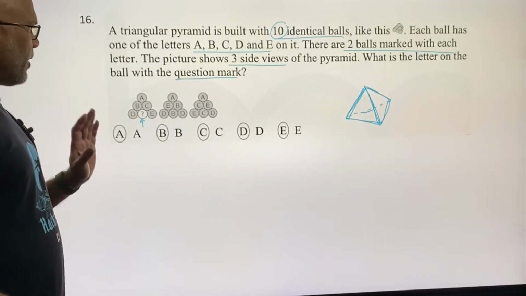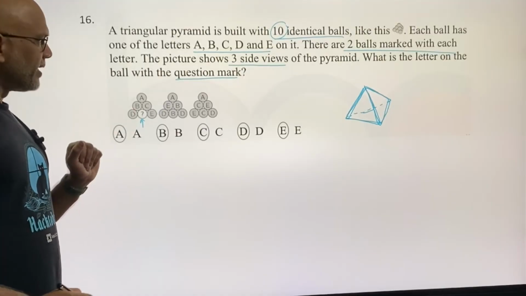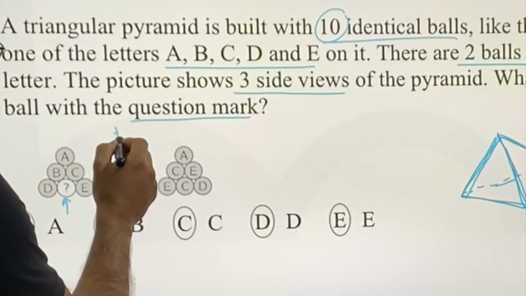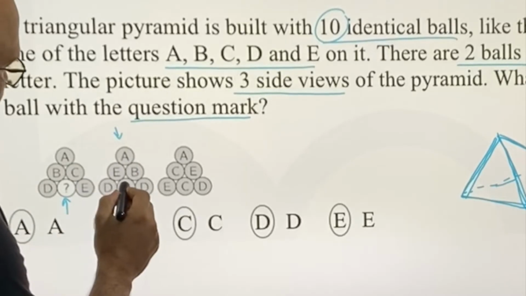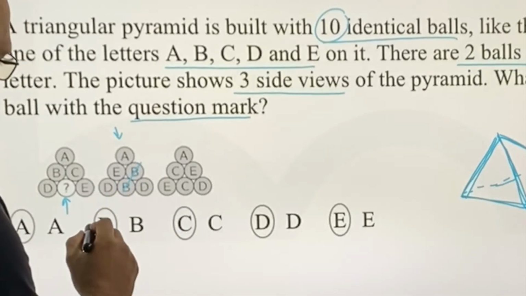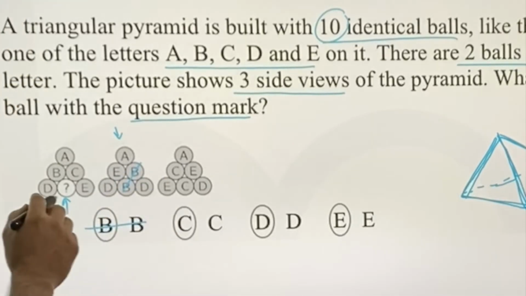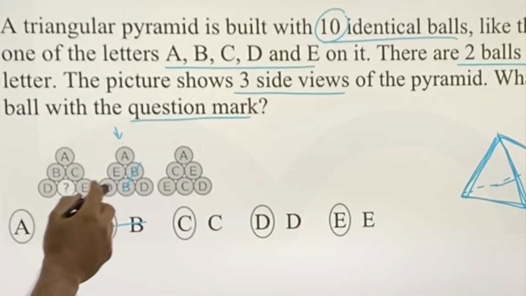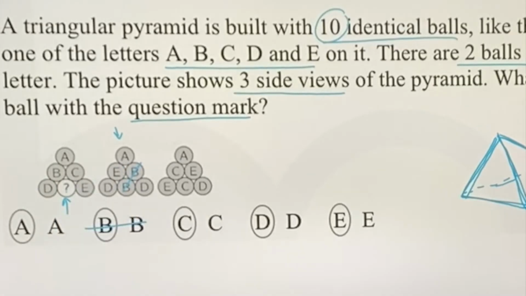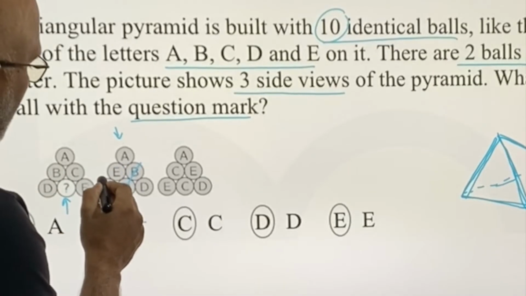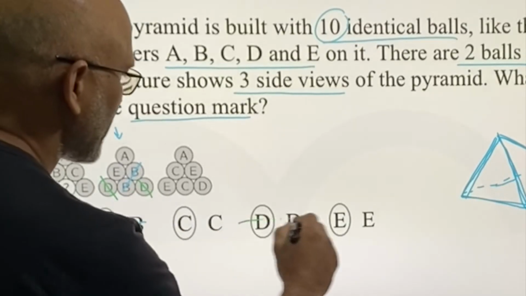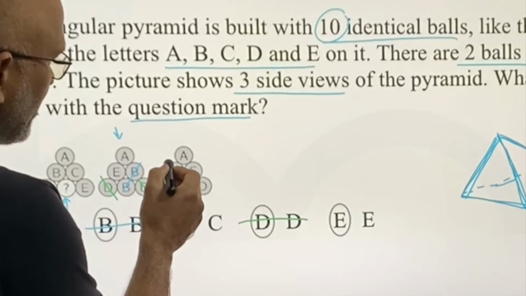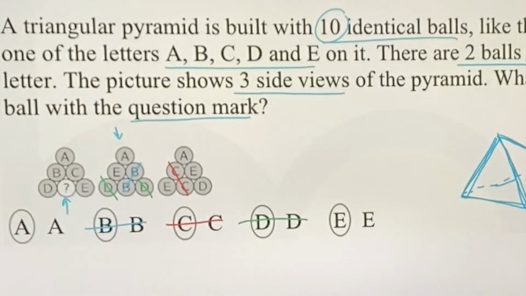Okay. If you notice it carefully, let's take a look at this second side face, this one, right? I can already see 2 B's, so this cannot be a B because we have 2 balls marked with each letter and I already see 2 B's there, all right? I also see 2 D's, so it also cannot be D. If I take a look at this side face, I see 2 C's, so it cannot be C, right?